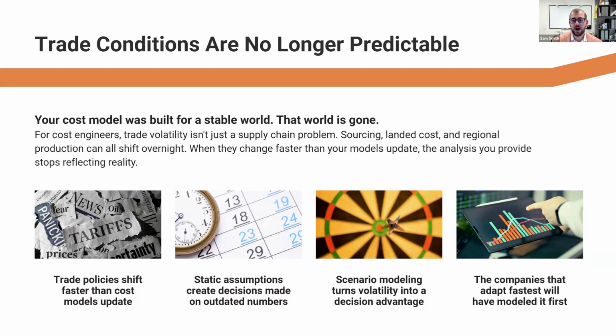And here's the problem that creates for us specifically as cost engineers. When trade conditions shift faster than our models update, the analysis we're providing stops reflecting reality. We're answering questions with numbers that are already stale and out of date. The organizations navigating this the best aren't the ones with the best forecast. They're the ones whose cost models were designed to answer what if questions quickly before decisions got made without them. So let's talk about how we build models that can actually keep up.